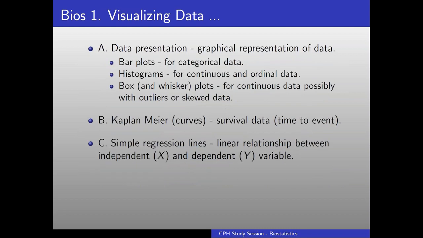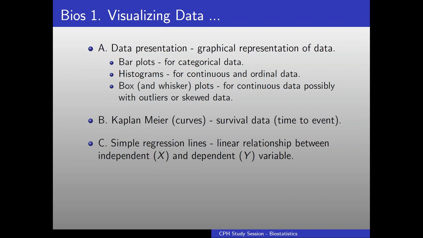I'm going to go by number, and I'm going to label it as closely as possible here. When I say BIOS 1, that means Biostatistics Content Outline number 1, and it should be titled Visualizing Data. Each subsection is labeled A, B, C, and so on. For visualizing data, the first thing you see is data presentation. Data presentation means graphical representation of data.